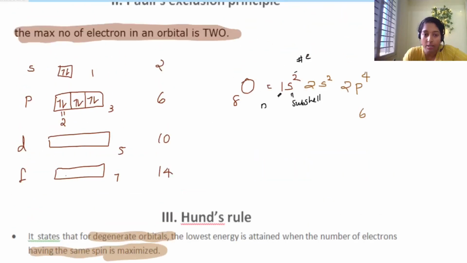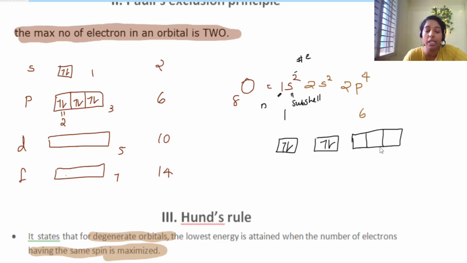See, in the case of oxygen 8, we represent it like this. The same you can represent in orbital notation. Orbital notation means a box-like notation. So 1s2 I can represent as one box with 2 electrons, one upward arrow and the other one downward arrow. And 2s2 I can also represent like this. Correct. And 2p4, how do I represent 2p4? You know, p has 3 orbitals.